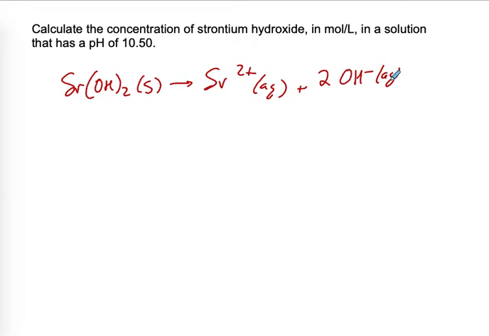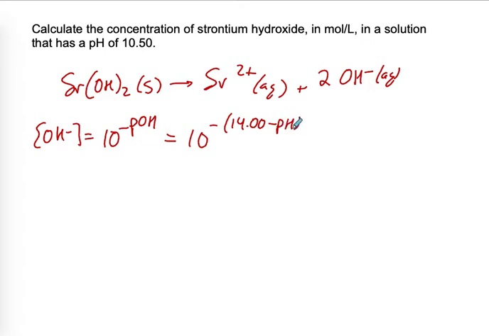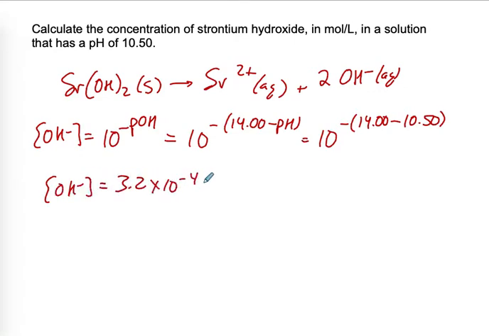Since I have the pH, that lets me calculate the hydroxide ion concentration, because the hydroxide ion concentration is 10 to the minus pOH, but pOH is 14.00 minus pH, so I can write this as 10 to the negative 14.00 minus pH, or 10 to the negative 14.00 minus 10.50, or my hydroxide ion concentration equals 3.2 times 10 to the negative 4th moles per liter. Now, the question is, what's the concentration of strontium hydroxide? So it looks like I'll need a mole ratio here.